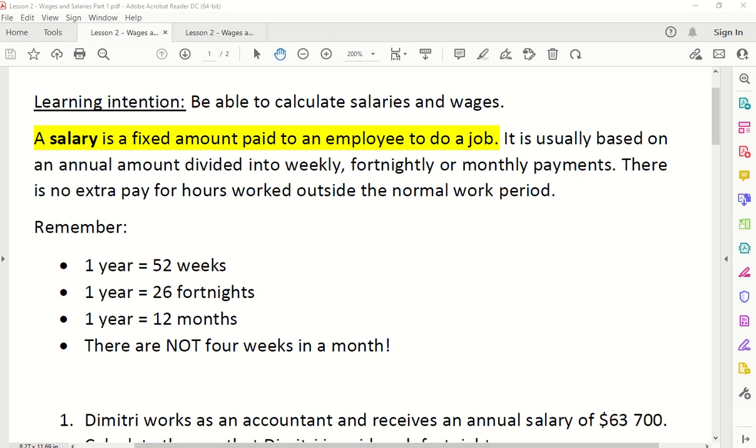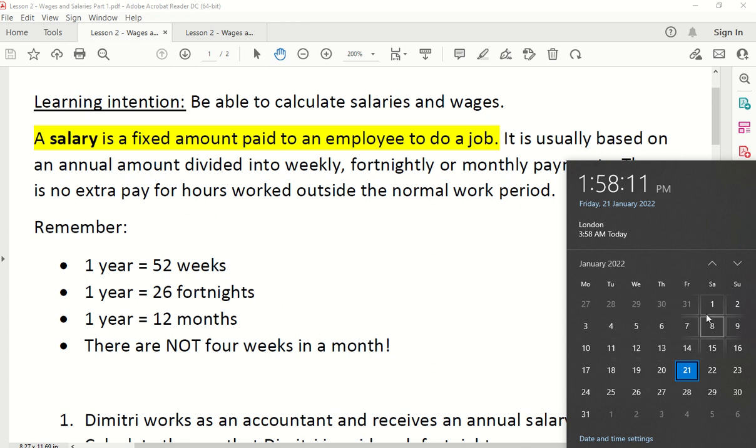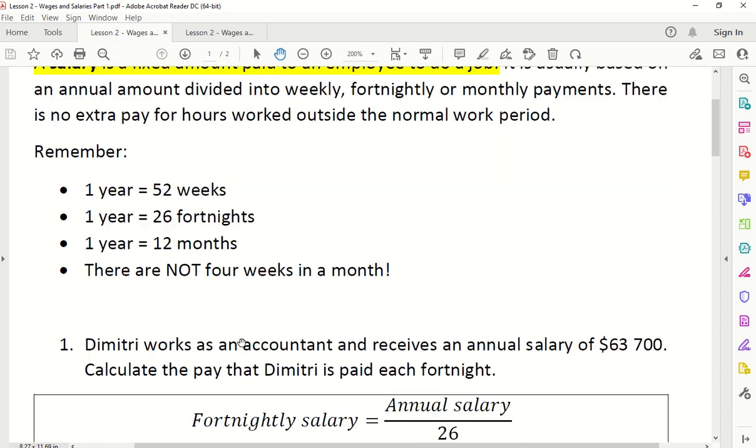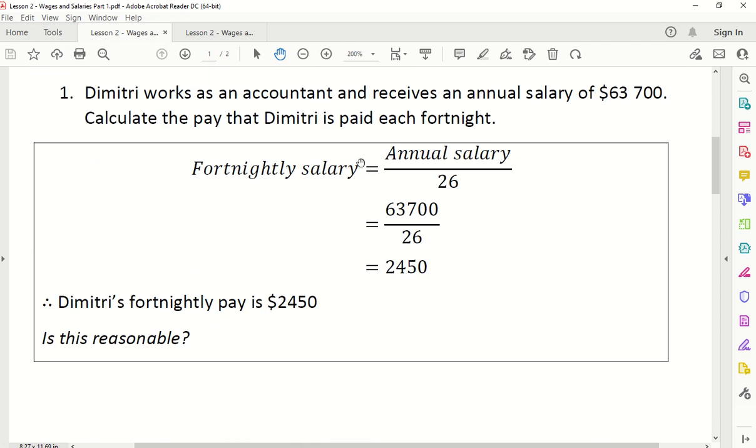So if you look at any calendar, you'll see that clearly there are more than 4 weeks in this month. We have 1, 2, 3, 4, plus a little at the top, and 1 at the bottom. February being an exception, but every other month has a little bit more than 4 weeks. So if you've ever been told in the past there are 4 weeks in a month, you need to get rid of that information because it's incorrect. Anyway, so let's look at some examples.